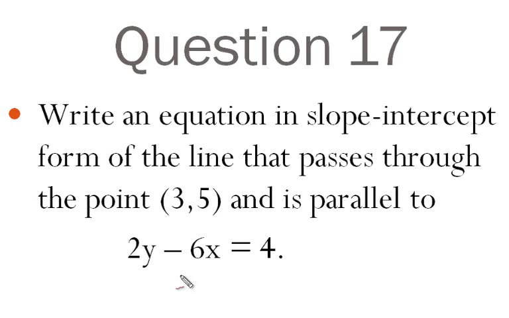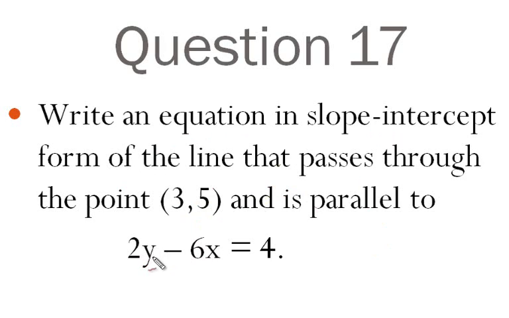Alright, question 17 is very similar to question 16. We're still trying to write an equation in slope-intercept form of a line that passes through this point and is parallel to this equation. The only thing different here is they kind of flip-flopped the x and y terms. Now x is in the middle. But we're still trying to do the same thing.